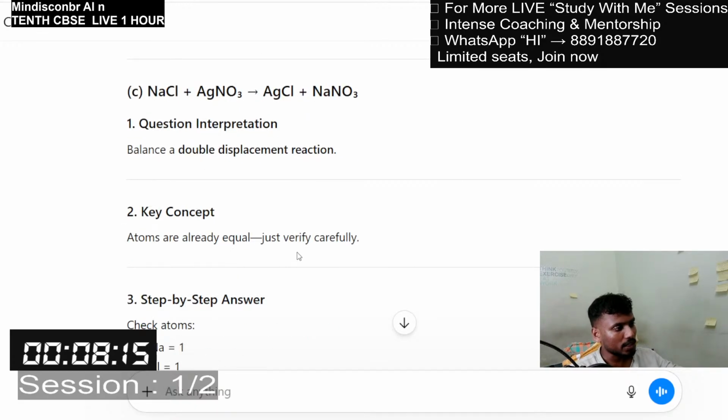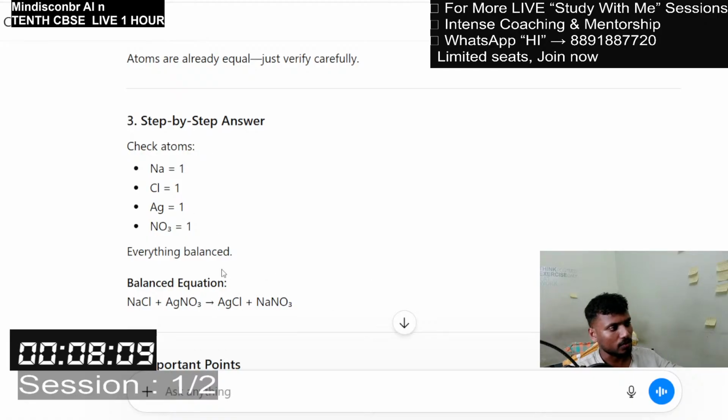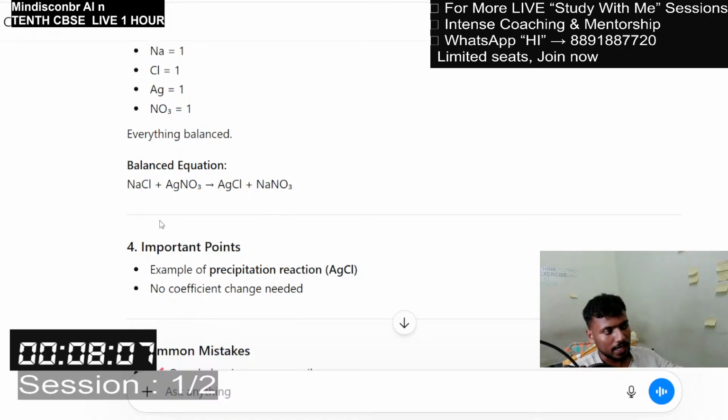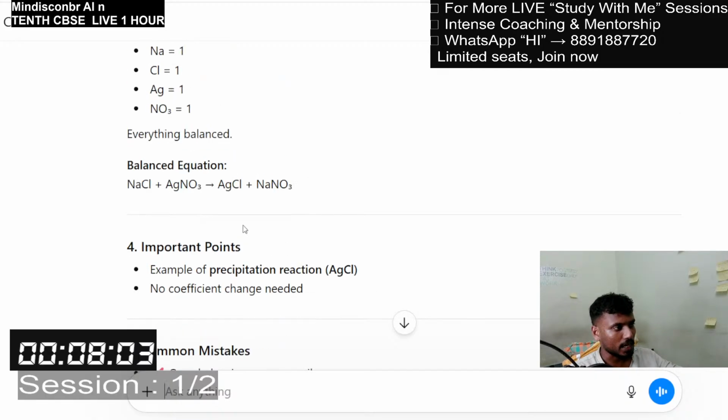Atoms are already equal, just verify carefully. All are 1, the number of atoms of each element is 1. Everything is balanced. NaCl plus AgNO3 gives AgCl plus NaNO3. Example for precipitation reactions: AgCl is a precipitate.